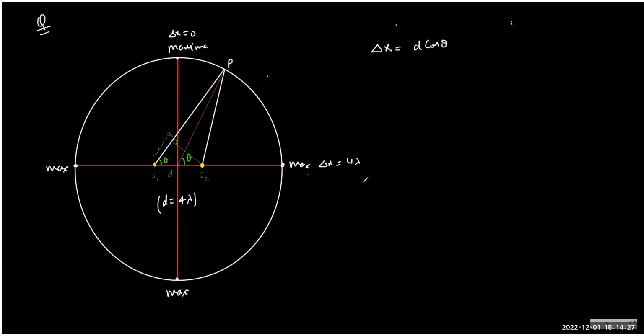Yes, sir. So as you go from the topmost point to this point, the order will increase, isn't it? Yes, sir. So you will get 0 order, then first order, then second, third, and fourth order. So there are 3 orders, 1, 2, 3, in between in this quadrant, isn't it?